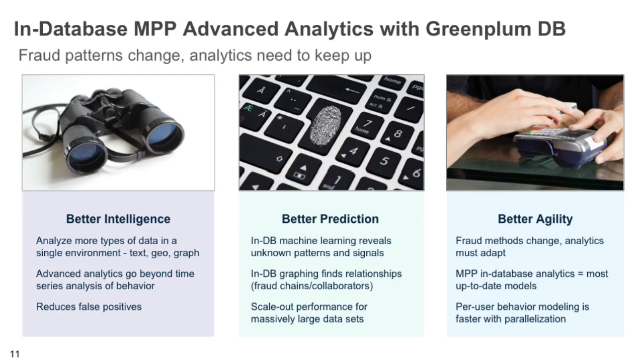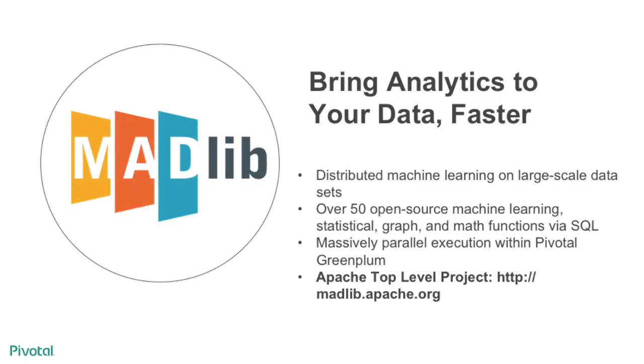Greenplum is a massively parallel processing analytic data warehouse. It supports parallelization of algorithms across unified relational and non-relational data like text, graph, and geospatial objects in a single environment. This helps data scientists run more models in less time, which is especially important for applications like behavioral modeling at the individual level across large populations. To do analytics, Greenplum relies on Apache MADlib, an open source library of machine learning, statistical, graph, and math functions that provides distributed machine learning on large scale data sets.